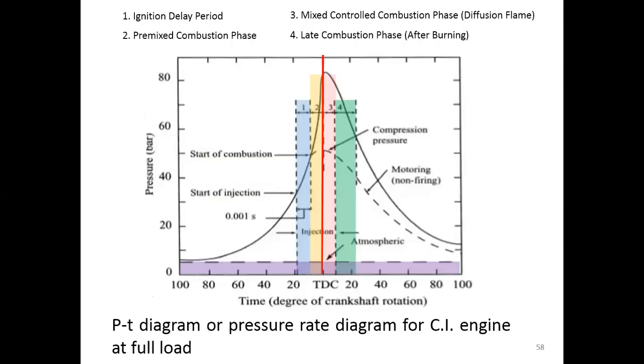Okay, now if we want to make a plot between the pressure and the crank angle, it looks like this. We have the ignition delay period here, that is the start of injection, not the start of ignition. So the fuel starts injection here, and it keeps injecting until the end of the third stage here. So this is the period of the fuel injection here.